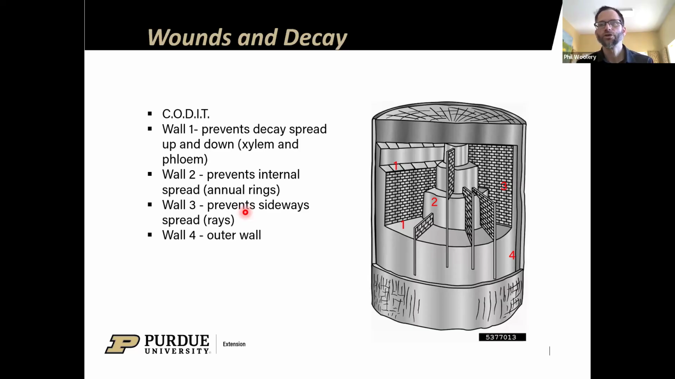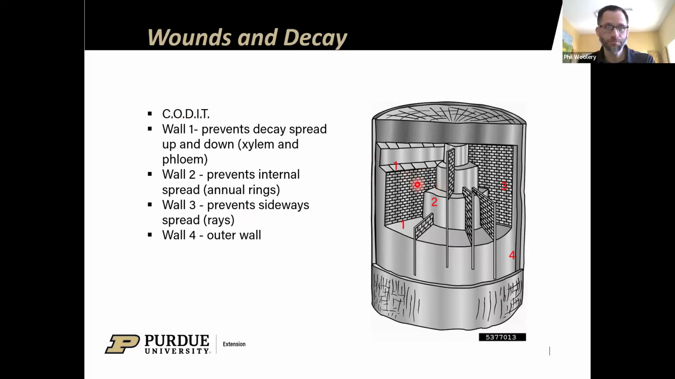And so what trees do, the model is they compartmentalize. We can get pathogens and decay organisms inside that trunk, and the tree wants to contain that to prevent it from moving on, because they can't replace those cells anyway. So we've got this CODIT, or compartmentalization of decay in trees, and there are certain different walls.